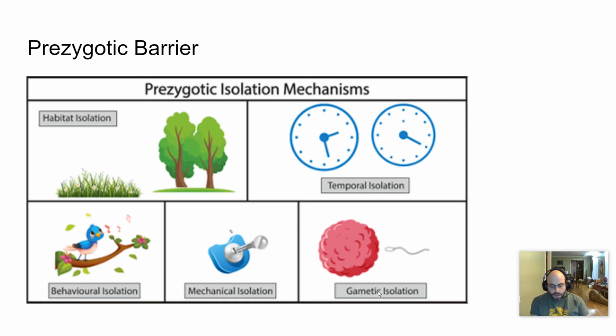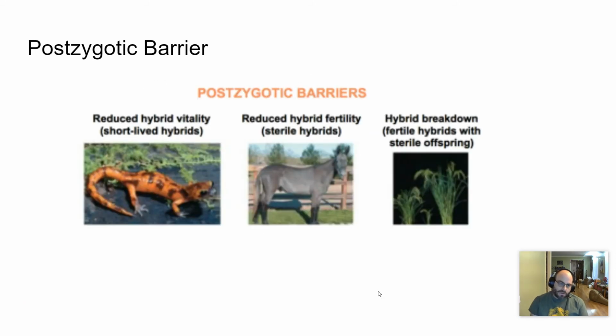Next, mechanical isolation. This is where there's just some structural differences or structural incompatibilities that prevent two organisms from reproducing successfully. And the last one is gametic isolation. This is where the sperm and the egg literally just chemically can't combine, preventing the production of a zygote, which is going to isolate these two individuals.